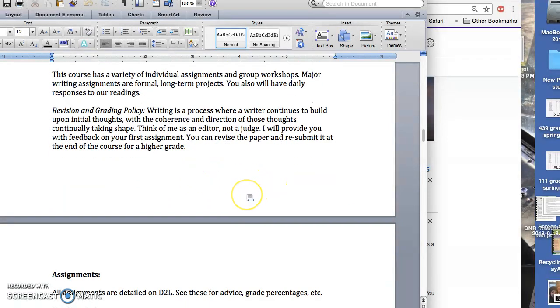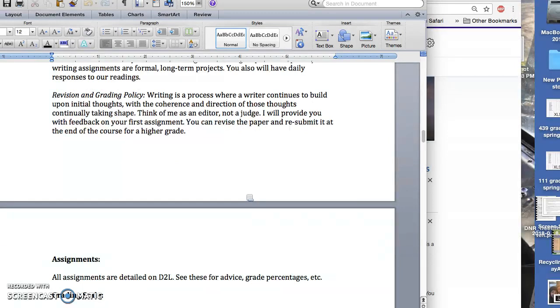Maybe one thing we can talk about real quick, major assignments. You'll have 2 major assignments. The first one you can revise. You workshop it with peers, you'll turn it into me eventually, and then I'm going to send you some audio feedback on that assignment as well, and you can revise it and turn it in again at the end of the course for a higher grade.